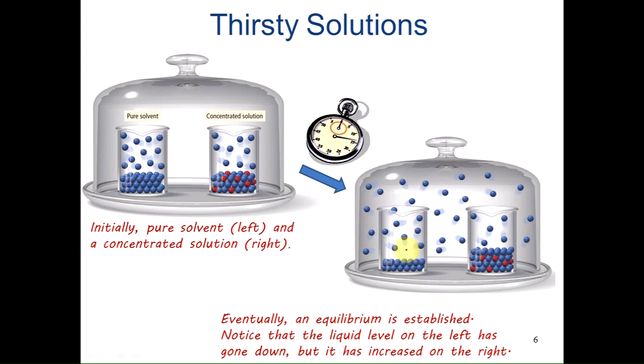But you'll notice here that the concentration on this side has gone down and the concentration on this side has gone up, or the amount of solvent molecules has increased. What's happening is the solvent molecules are trying to dilute this concentrated area, and when they do, they have to take some from the other side. So eventually an equilibrium is established, and the liquid level on the left has gone down, and we have an increase on the right.